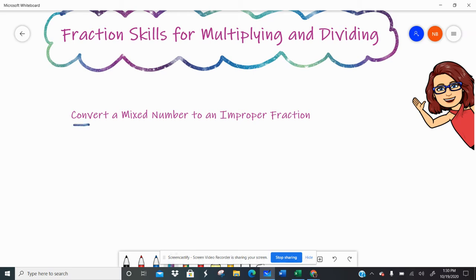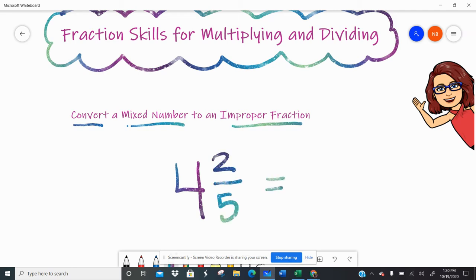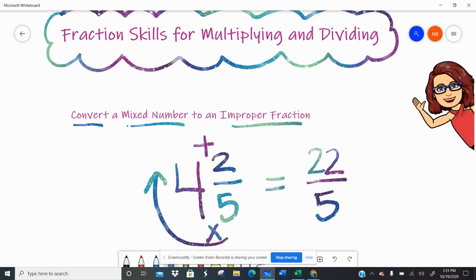All right, so we're going to first look at converting a mixed number to an improper fraction. You're going to need this skill when multiplying and dividing mixed numbers. So say I have the number 4 2/5, and I want to convert that to an improper fraction. To do that, I'm going to multiply the bottom, add the top, work my way around. So you're literally just going to go around in this clockwise scenario. So 5 times 4 is 20, plus 2 is 22, and your denominator is going to stay the same. So 4 2/5 is equivalent to 22/5.